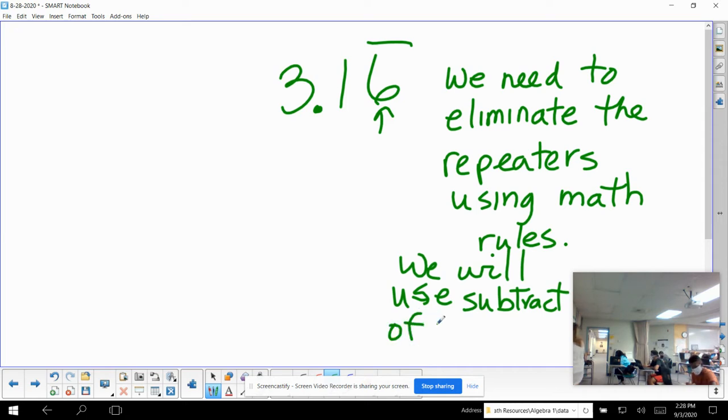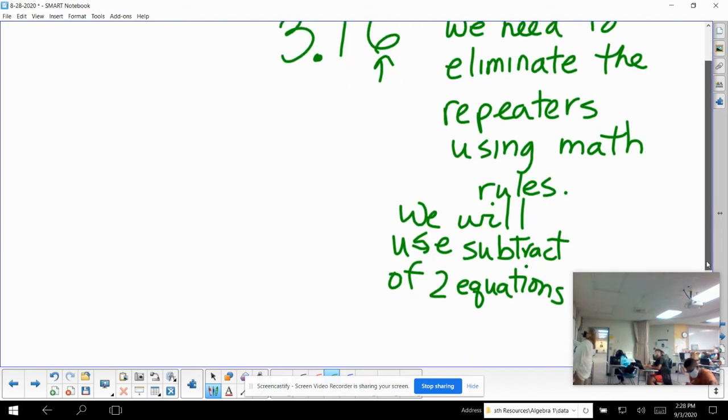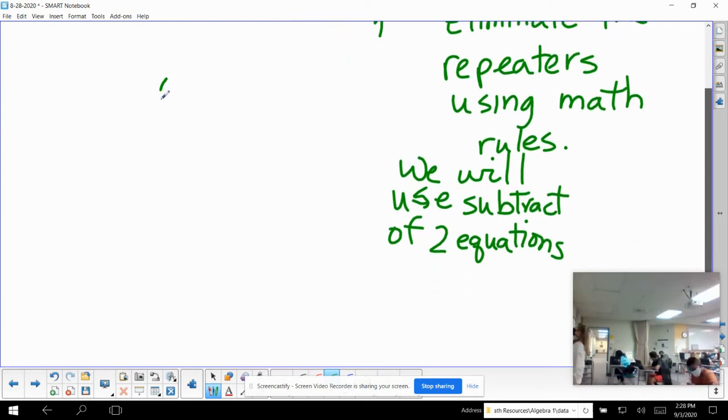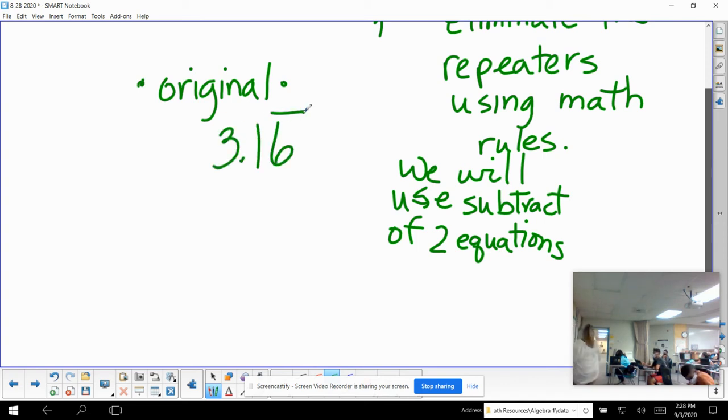Of two equations. So we're going to use subtraction of two equations to get rid of that 6 that keeps going on forever. So if my number goes out of sight, I rewrite it and I'll call that the original. There's an invisible thing here that's something we can do. It's invisible. We're going to use it.